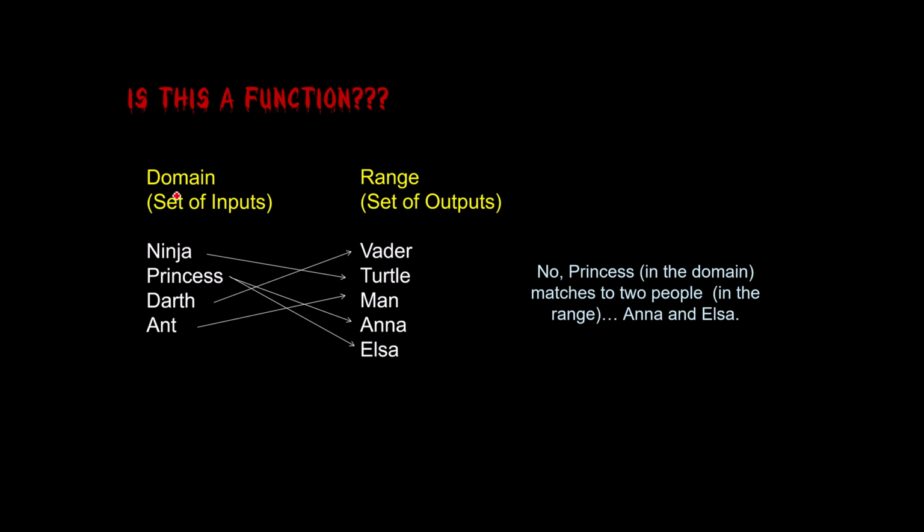No. In a function, Ninja could only match to Turtle, Darth could only match to Vader, Ant could only match to Man, and Princess could only match to one person. But notice in this case, Princess is matched or mapped to two different people. That defies the rule of a function. To be a function, it has to match only to one. We would say this is not a function.